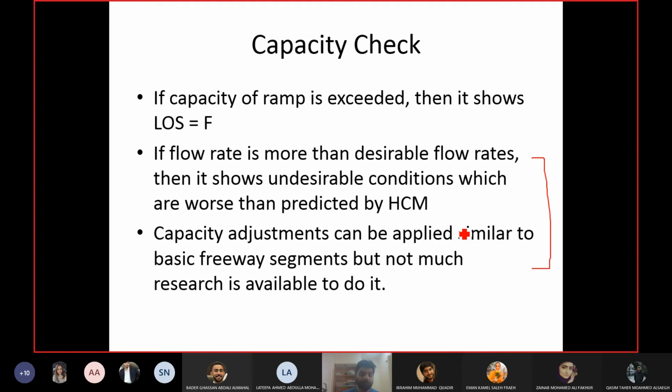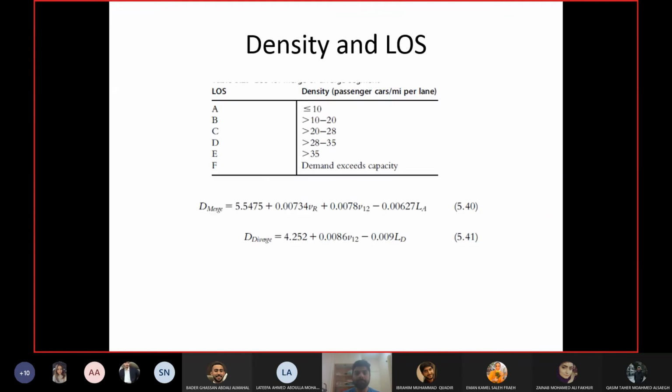If your flow rate, the V12 which you have calculated, is more than the desirable, then again you can still proceed with the calculation, but we are not sure that your answers will be accurate. Okay, then once you have applied the checks, you can calculate the density using these equations. So we already know the parameters.